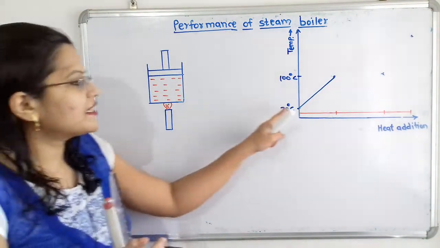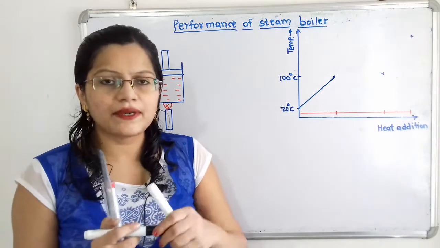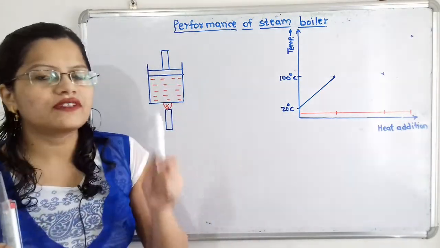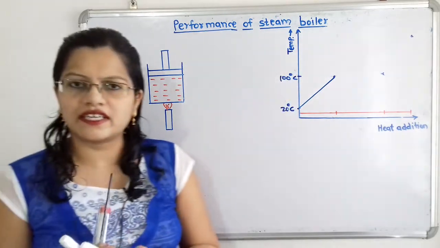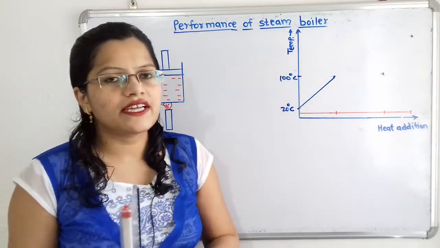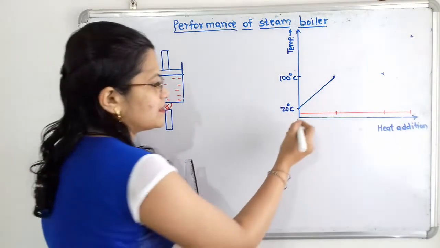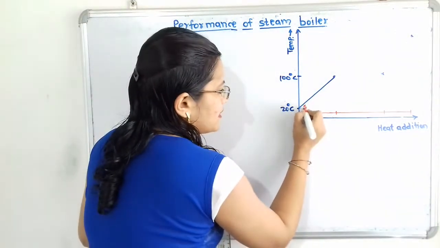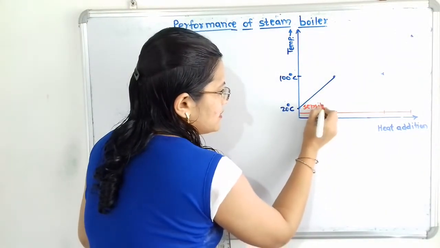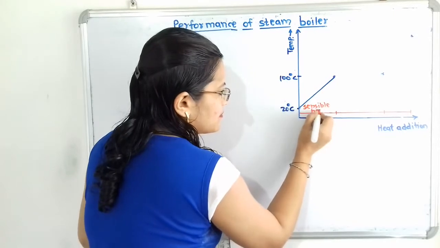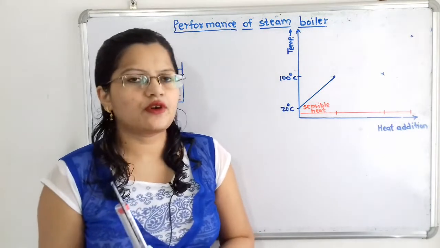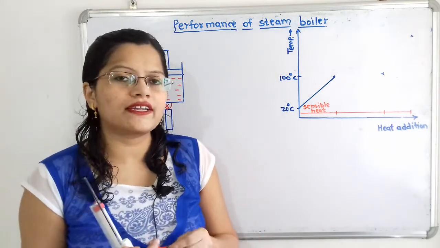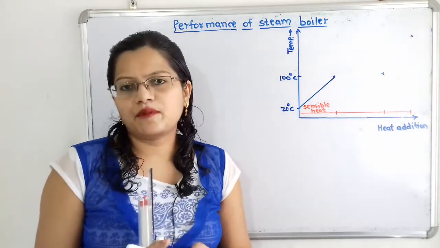Now what is the heat added? Because the phase of this water remains same from this 20 degrees Celsius to this 100 degrees Celsius, the heat added here is known as the sensible heat. So I will write here the heat added is known as sensible heat. Now we will move to the next. 100 degrees Celsius is the boiling temperature of water at atmospheric pressure.